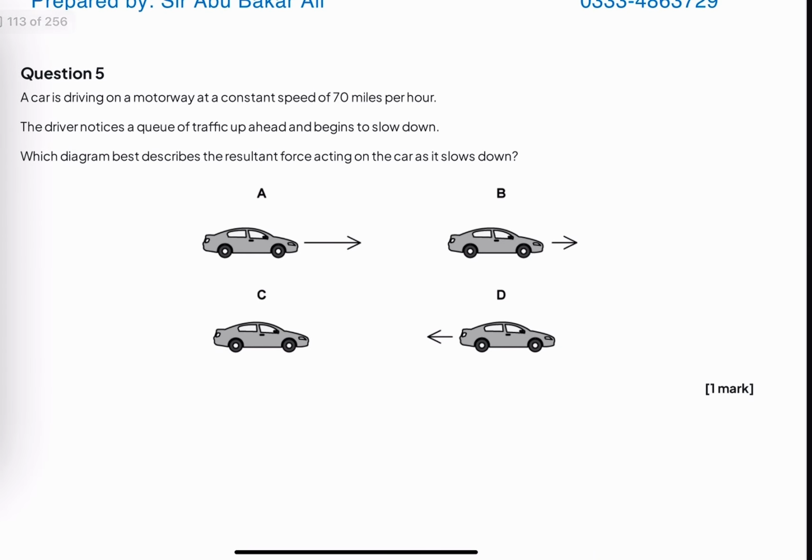Question 5. A car is driving on a motorway at a constant speed of 70 miles per hour. Okay, and a driver noticed a queue of traffic up ahead and began to slow down. Which diagram best describes the resultant force acting on the car that is slowing down? So you have to comment on the resultant force when the car is slowing down. When you have to slow a car, you have to apply the brakes. So when you apply a brake, the resultant force will be acting opposite to the direction of motion. If you notice from the diagram of the car, this is the front side of the car.